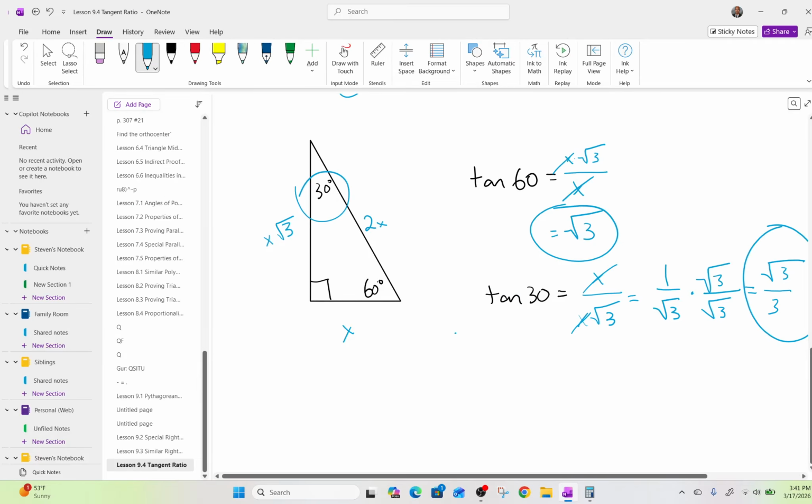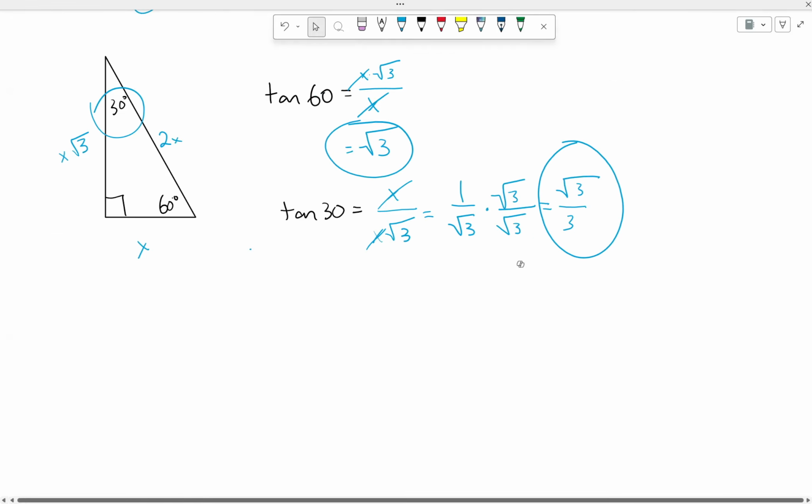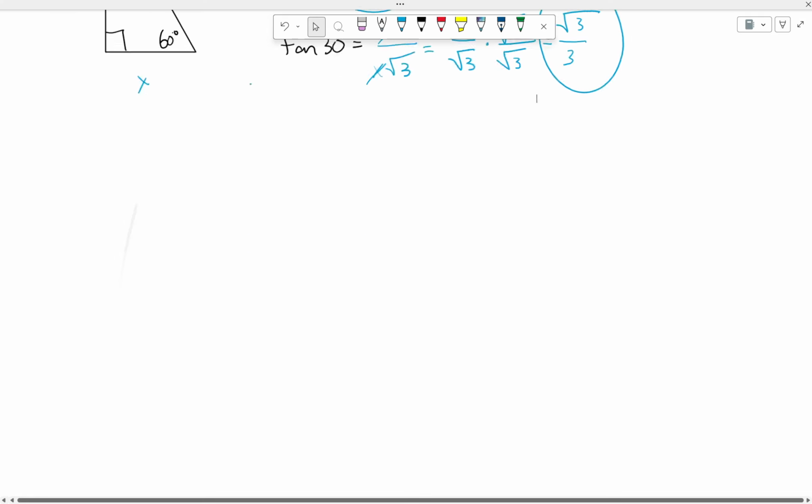So again, let's check it out in the calculator. Clear it. Let's take the tangent of 30. So we go 30, tangent. All right, 0.577. Now, if I take the square root of 3 and then I divide by 3, it's going to give me 0.577. You guys see it? So it's the same exact value. Same exact thing.